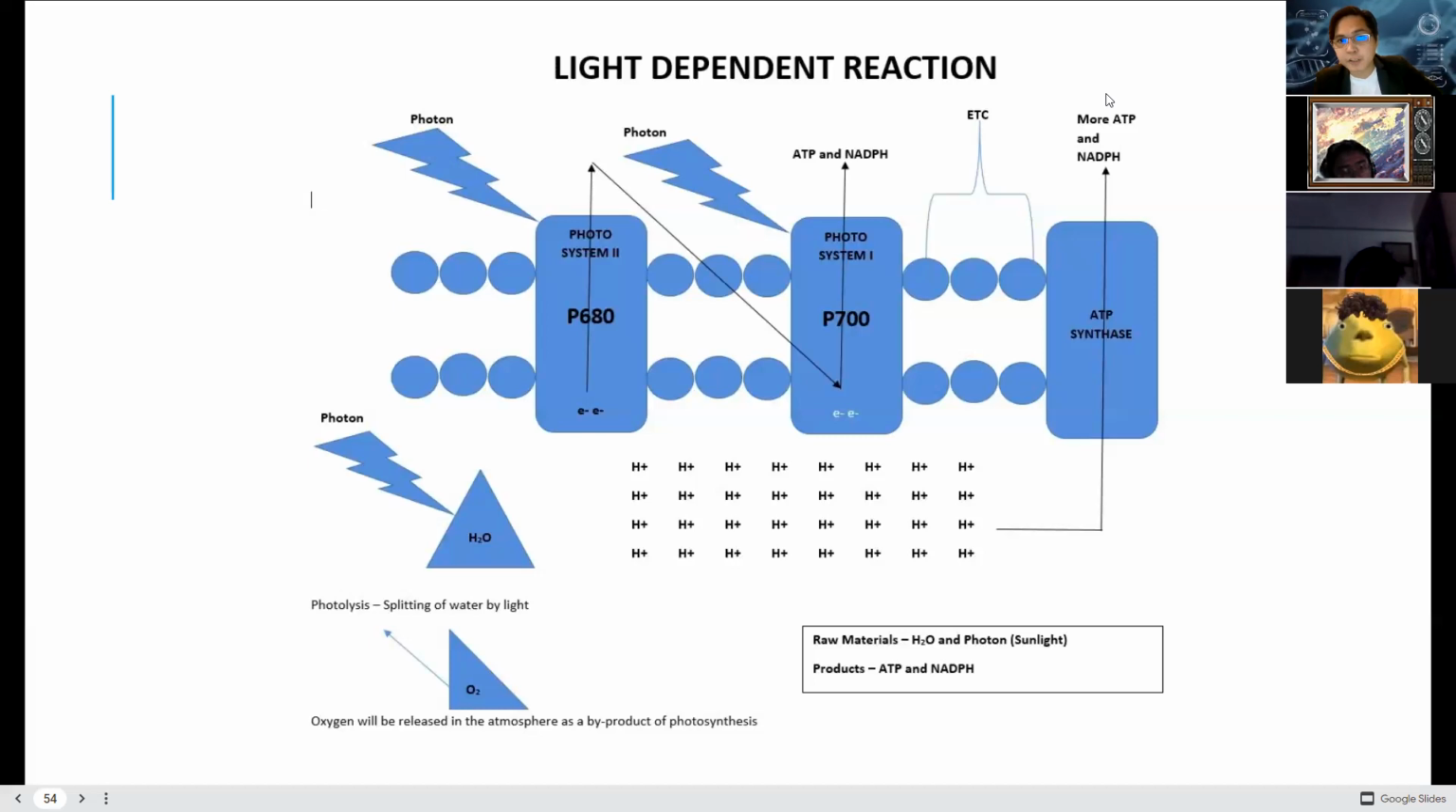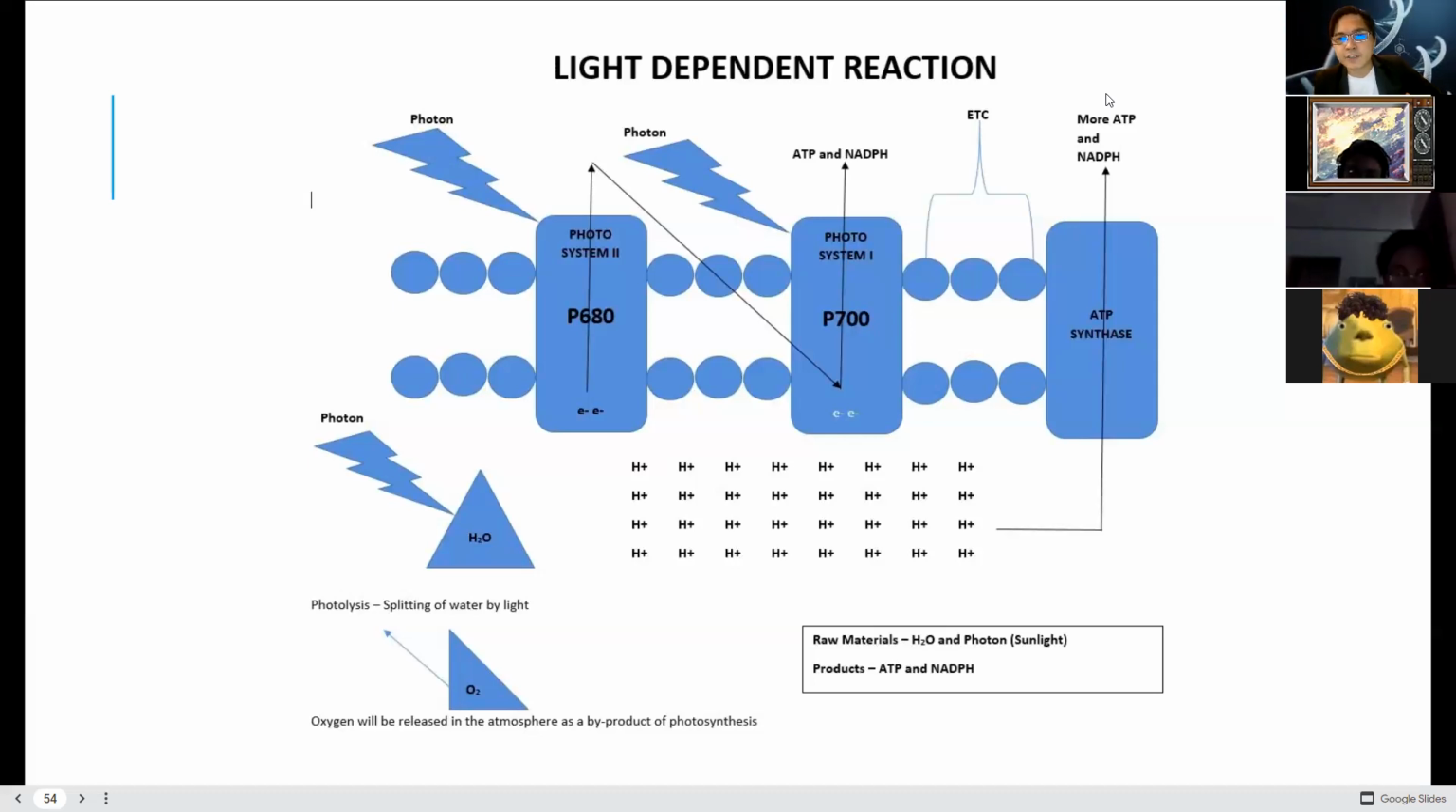And then the creation of ATP and NADPH, the photophosphorylation. This is now the process of photophosphorylation. We lost electrons in the process. So what happens next is the photolysis, the splitting of water into hydrogen and oxygen. Once you split water, electrons will be replenished in photosystem 2, and the cycle repeats again and again.